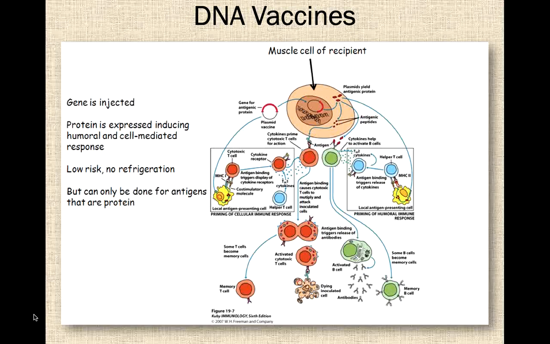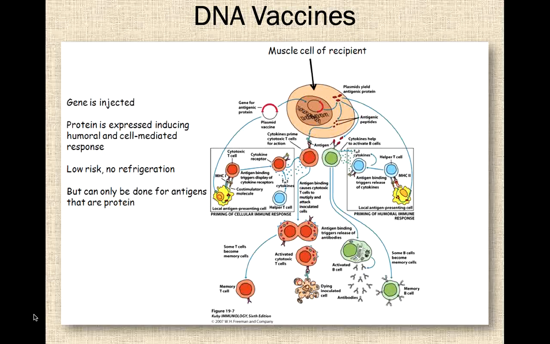Now this plasmid, when it gets inside the recipient cells or host cells, starts expressing the protein. This protein is an antigenic or immunogenic protein. It primes the immune system, both the cell mediated and humoral branches, and in this case we can get both TC cell and TH cell activation. If you see in this diagram, the plasmid yields the antigenic protein, and the plasmid is maintained in an episomal form.